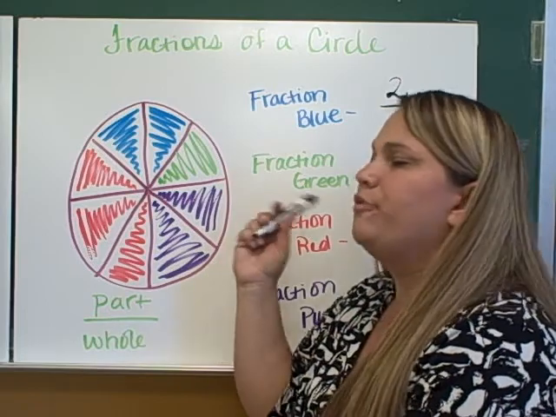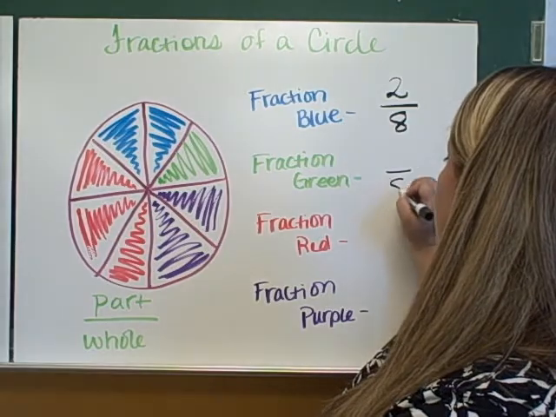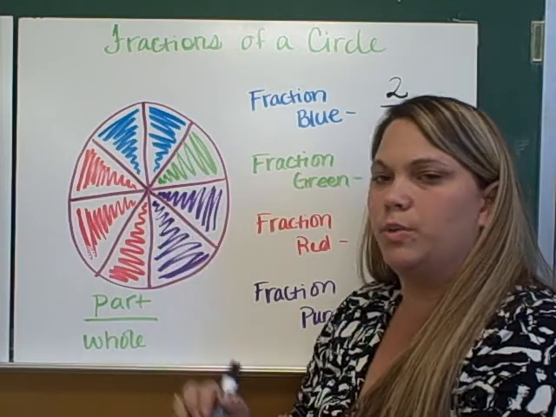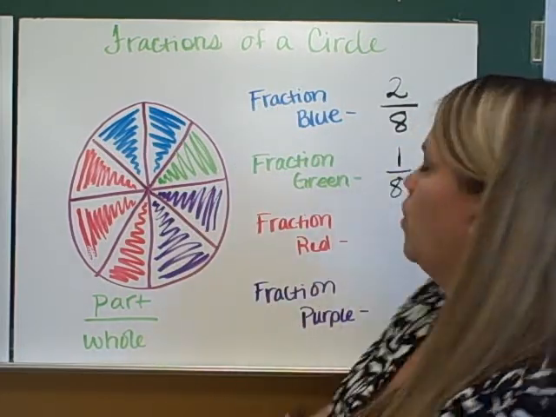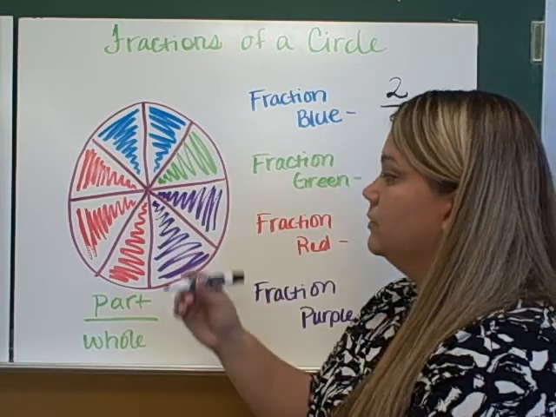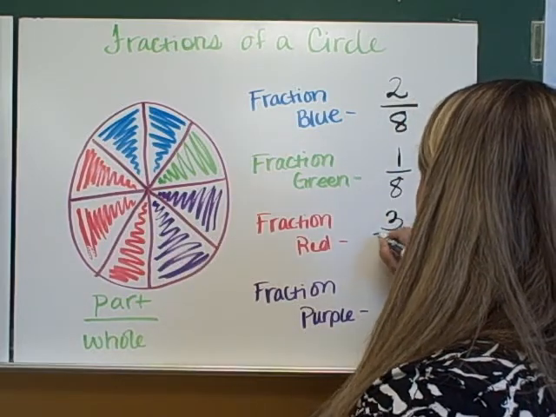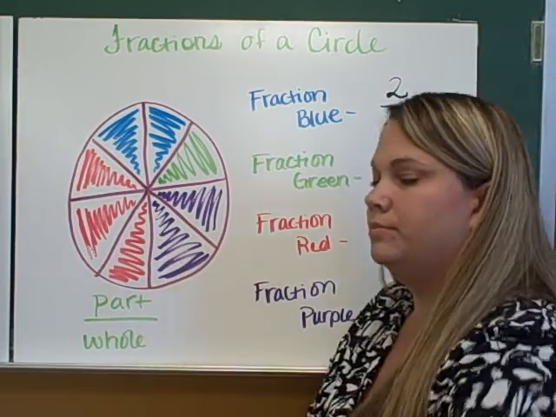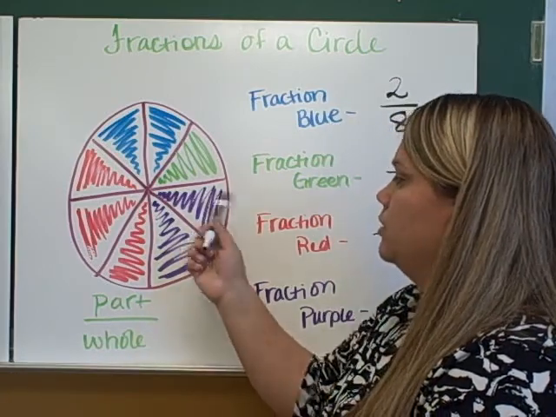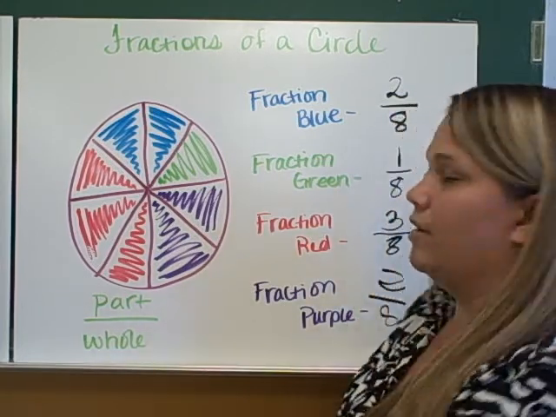Let's look at green. What fraction of my circle is green? Again, we know the denominator will be 8. The numerator will be however many pieces are green. There is 1 green piece. 1/8 of our circle is green. Fractions red. Count the reds. 1, 2, 3. 3 parts are red out of 8 total. And last, fractions of purple. 1, 2 purple over a denominator of 8.